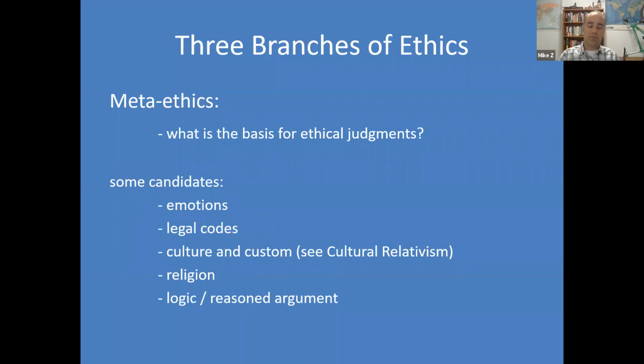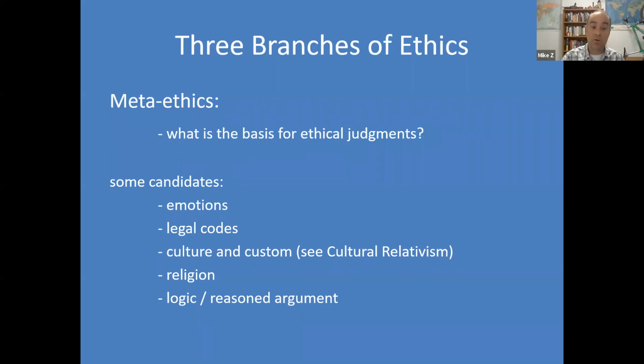Okay, so this is, of course, focusing just on metaethics for this presentation. So here's some candidate things that might be the basis for ethical judgments, and in fact, frequently are the basis for people's ethical judgments, but we'll handle each of these in turn to decide which of these is probably the way that philosophy wants to go. How does philosophy approach metaethics?